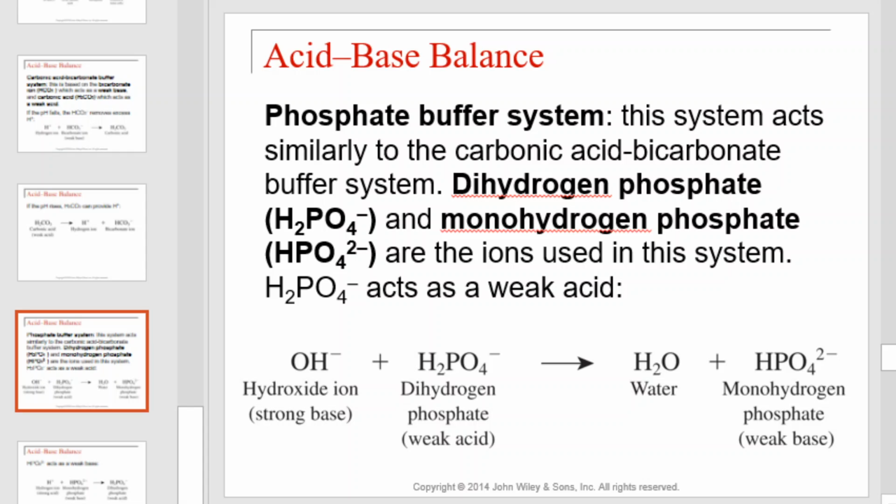The phosphate buffering system. The phosphate buffering system acts similarly to the carbonic acid-bicarbonate buffering system. Here, dihydrogen phosphate and monohydrogen phosphate are the ions used. Dihydrogen phosphate acts as a weak acid, and monohydrogen phosphate acts as a weak base, as illustrated here.